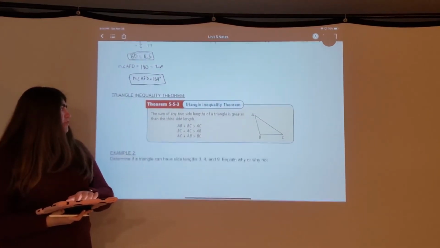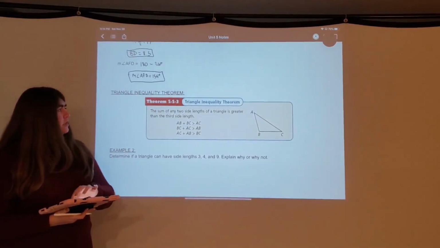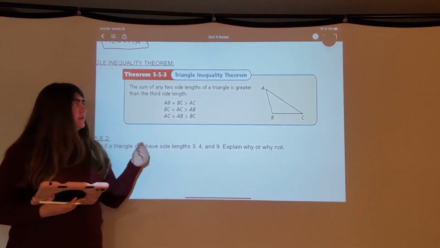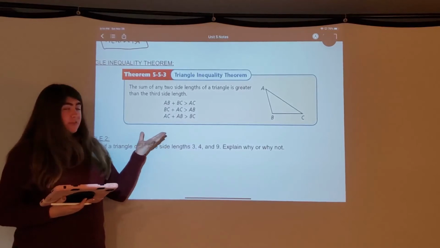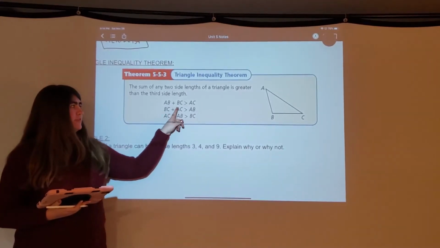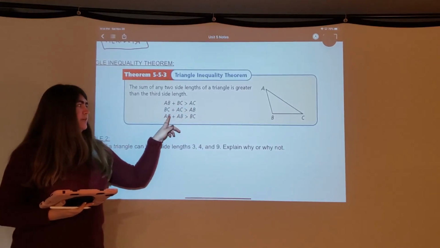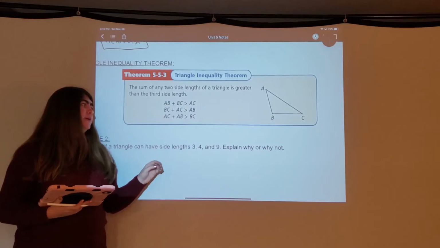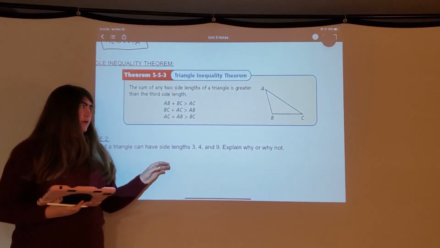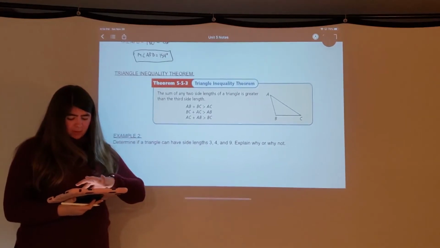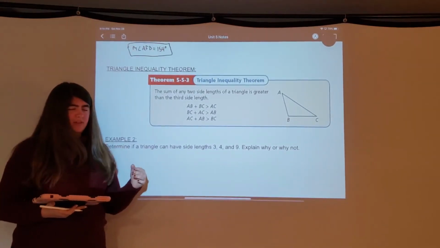So next we have the triangle inequality theorem. The triangle inequality theorem says that the sum of any two sides of a triangle must be greater than the third side. So AB plus BC must be greater than AC, BC plus AC must be greater than AB, and AC plus AB must be greater than BC. So let's go ahead and take a look at an example with that, because I think it's a little more practical to look at where you might be solving something with that.